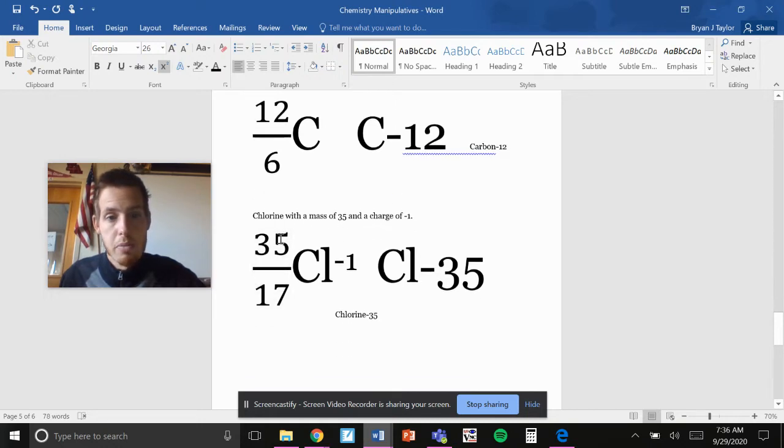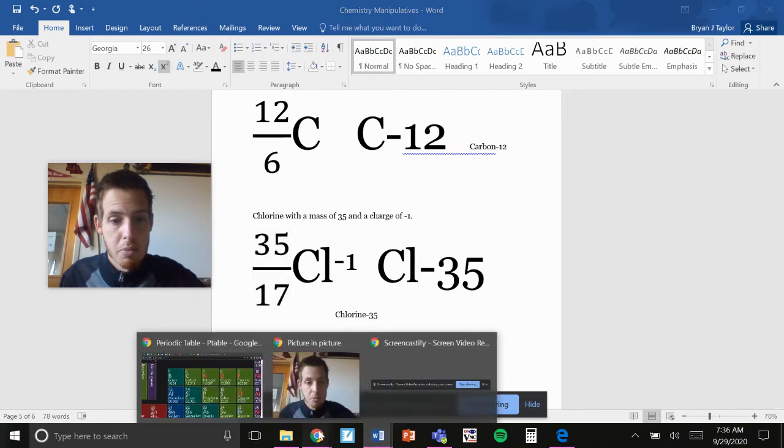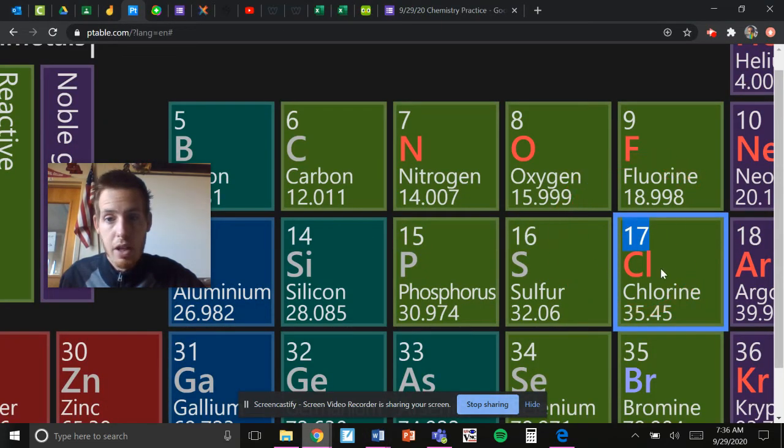Same thing here, chlorine with a mass of 35 and a charge of -1. Now we have a charge which appears in the upper right side, and the atomic number is lower. Or you could say chlorine 35, or spell it out, chlorine 35. All of these mean the same thing. And this will all represent chlorine. Some people say it's redundant to say chlorine 17 because chlorine is element 17. That's a given based on the periodic table.